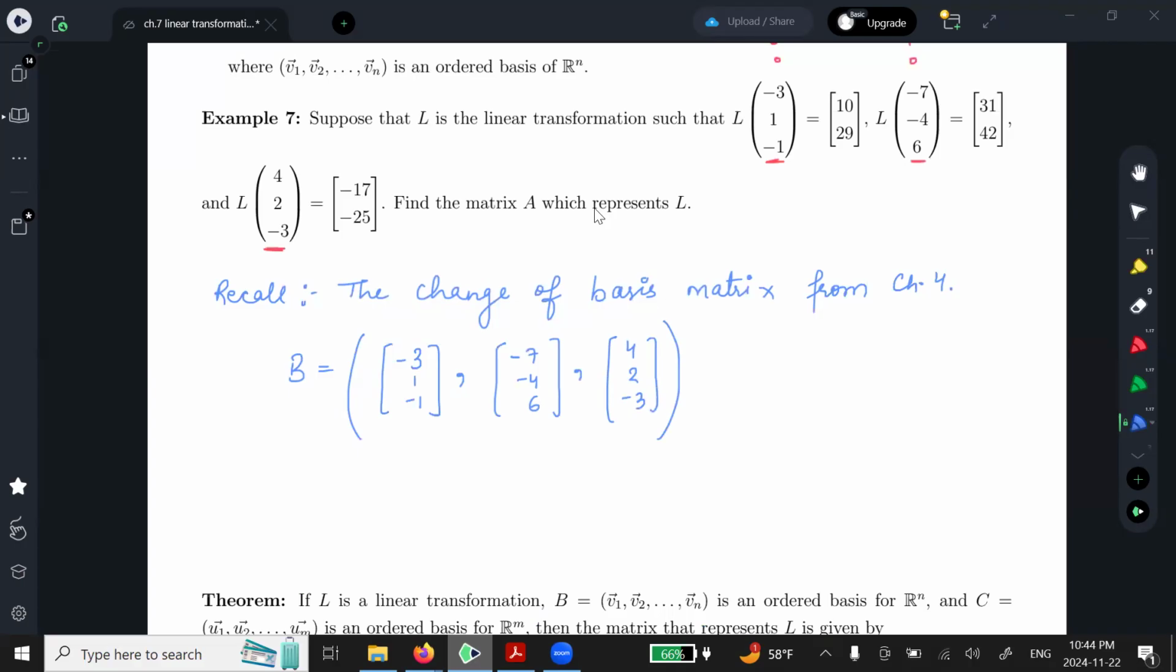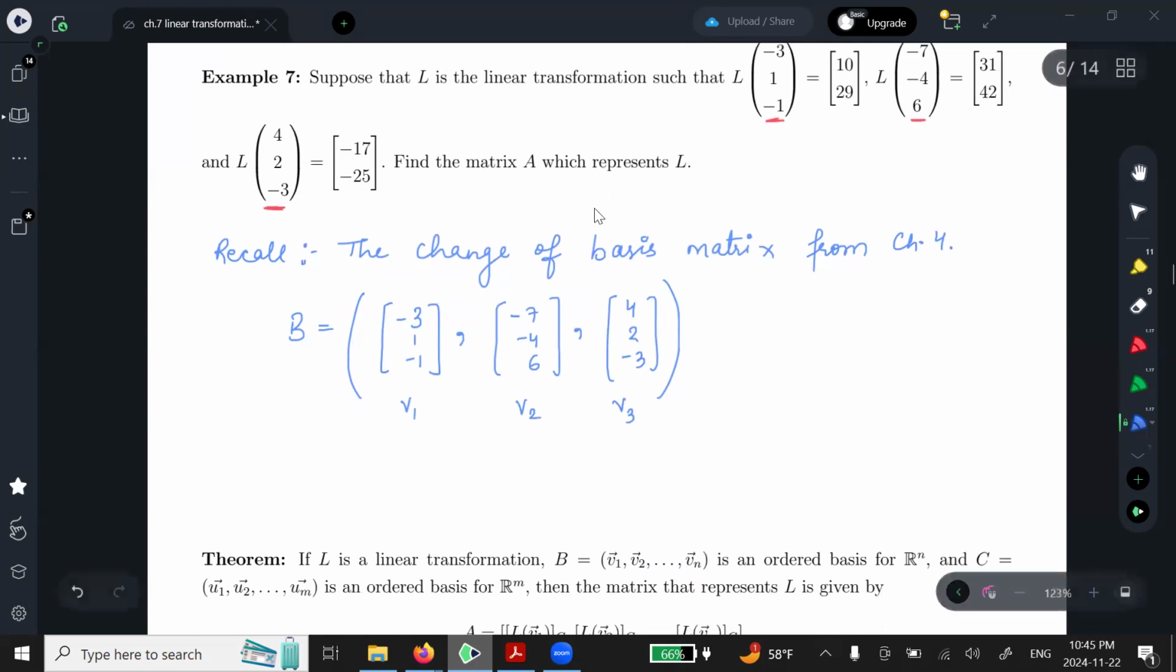And the good thing is, in this question, you don't have to calculate the image. They're not giving you a formula. They have already given you the image of each of these vectors in the ordered basis B. So if this is V1, this is V2, this is V3, I already have the image of each of them under the linear transformation L.